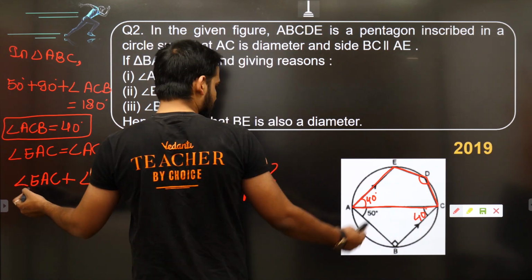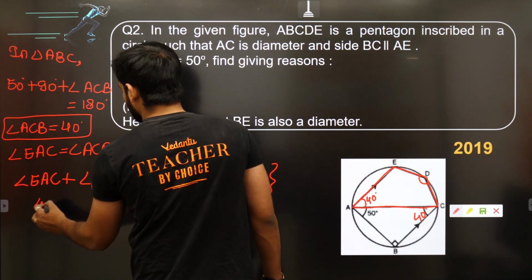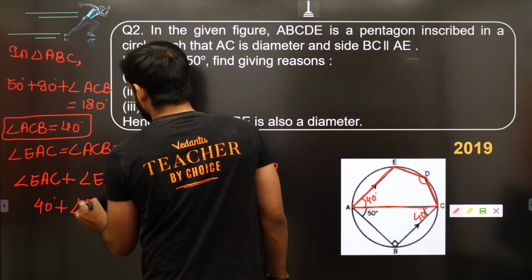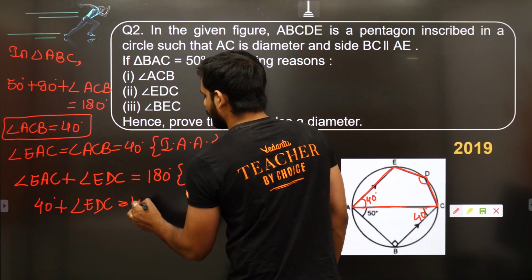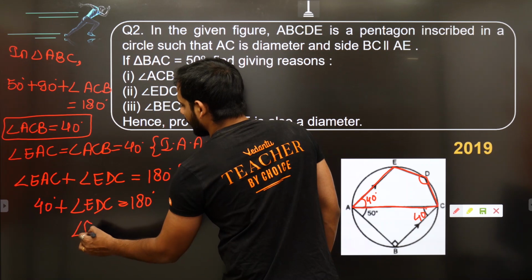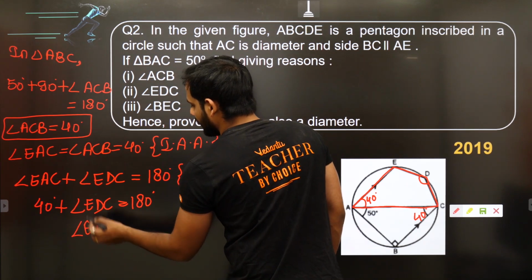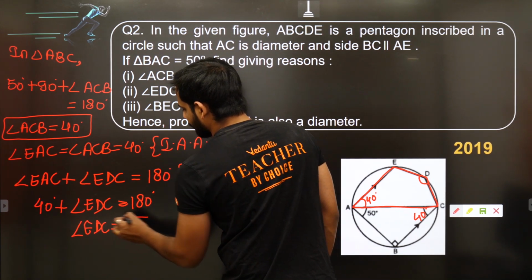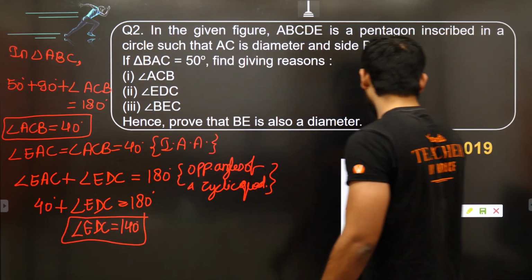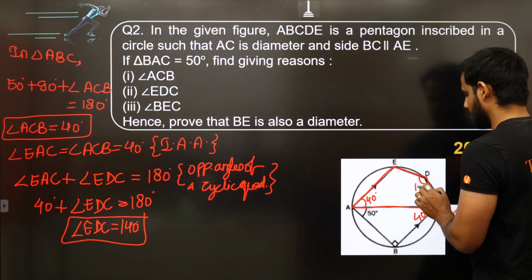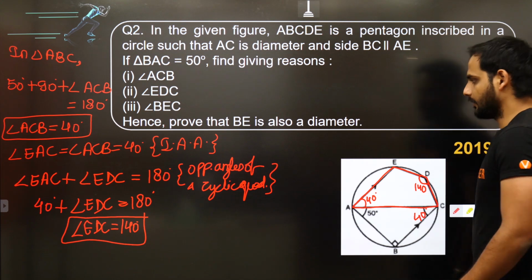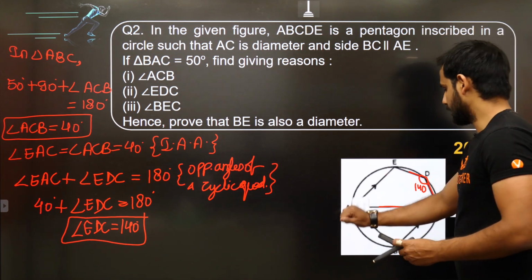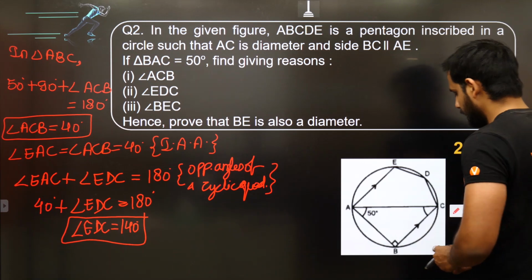So angle EAC, we know, is 40 degree, plus angle EDC, which I don't know, is equal to 180 degree. So you can clearly say angle EDC is 180 minus 40, which is 140 degree. So this angle also we have got as 140 degree. Then we need to get BEC.